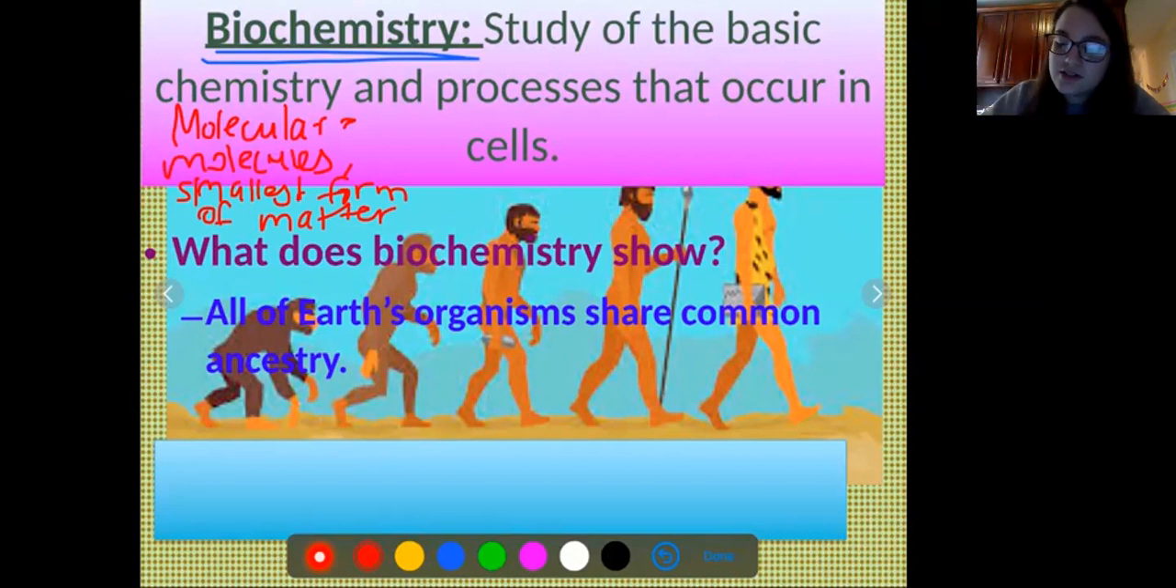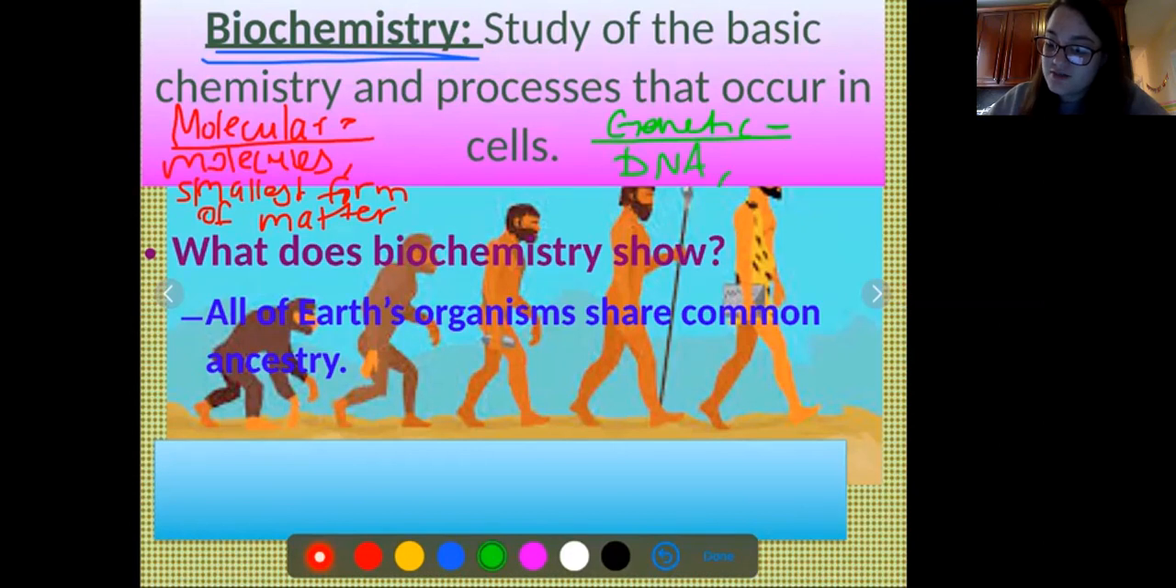So molecular evidence, you're just talking about very, very small particles of information that still represent evolution and still support that theory of evolution. Okay, the next one is genetic evidence. Now, you should be pretty familiar with this word, right? When we say genetic evidence, we're just talking about DNA or genes. So any type of evidence for evolution that incorporates DNA or genes, we're going to classify as genetic evidence.